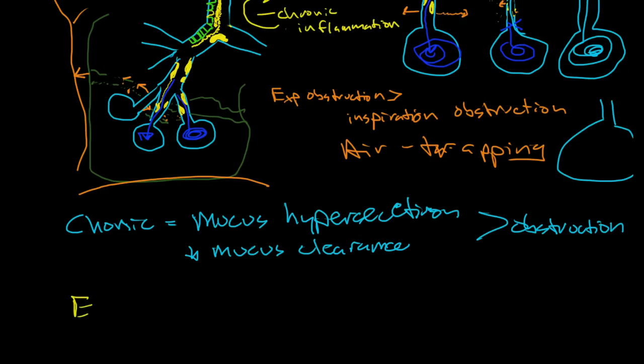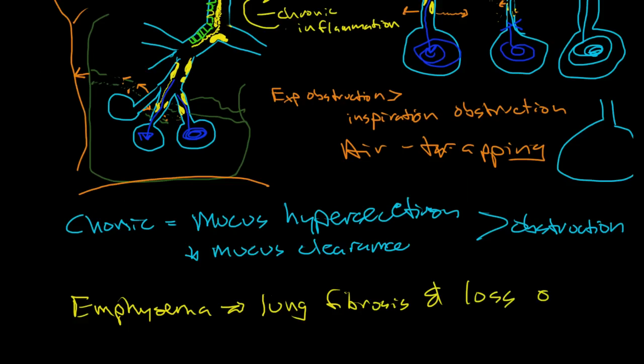Emphysema is a disease of lung fibrosis and loss of elastic recoil. So the elastin fibers are sort of destroyed and replaced by scar tissue.